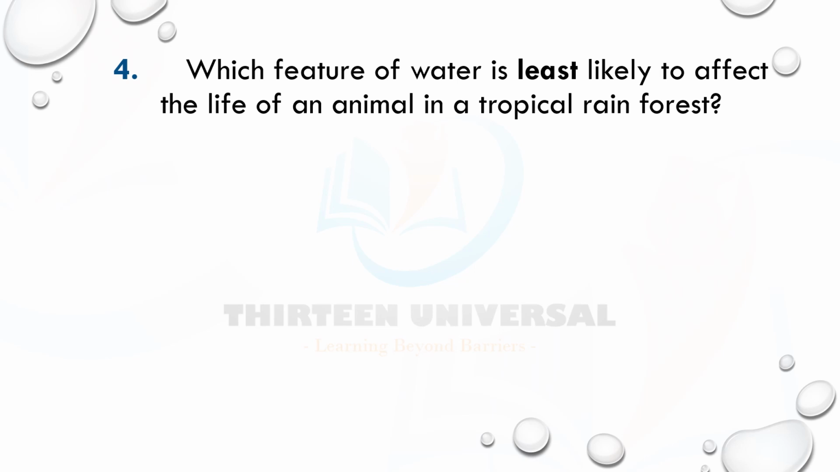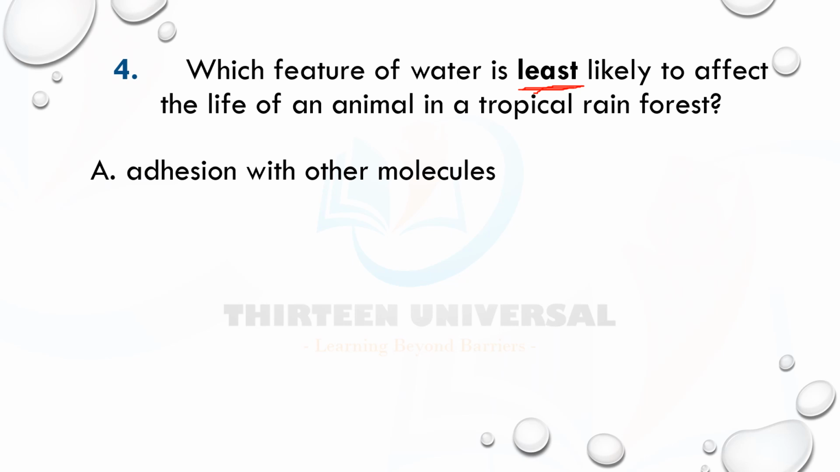Which feature of water is least, the one that is least? See, this is least. Please, it's emboldened. That is a signal to you. Least likely. That means every one of them has an effect, but we want the one least likely to affect the life of an animal in a tropical rainforest.